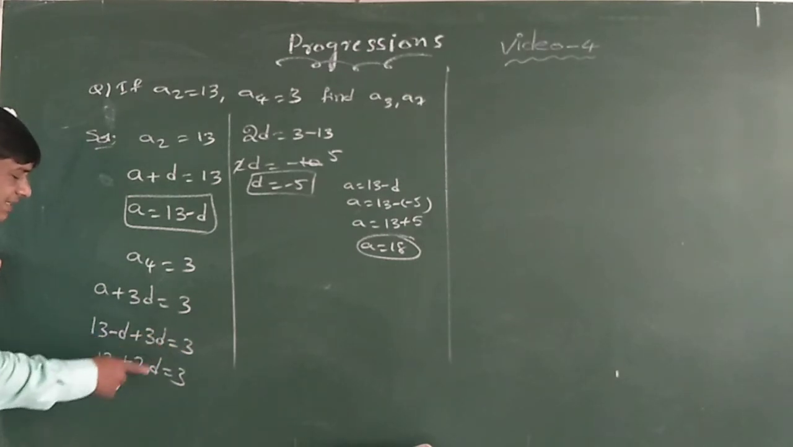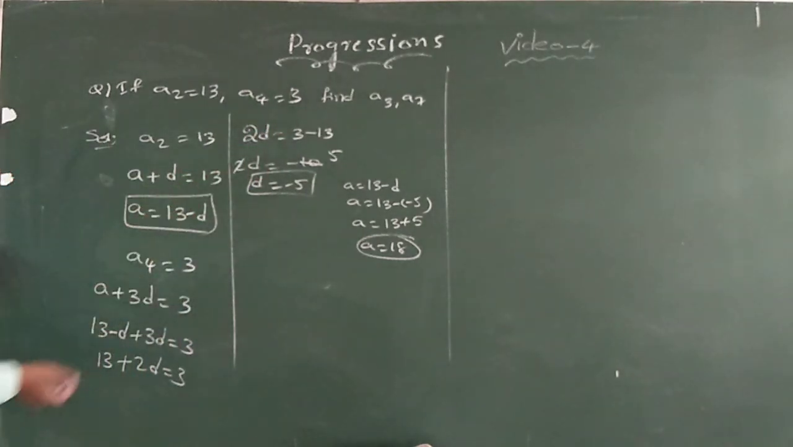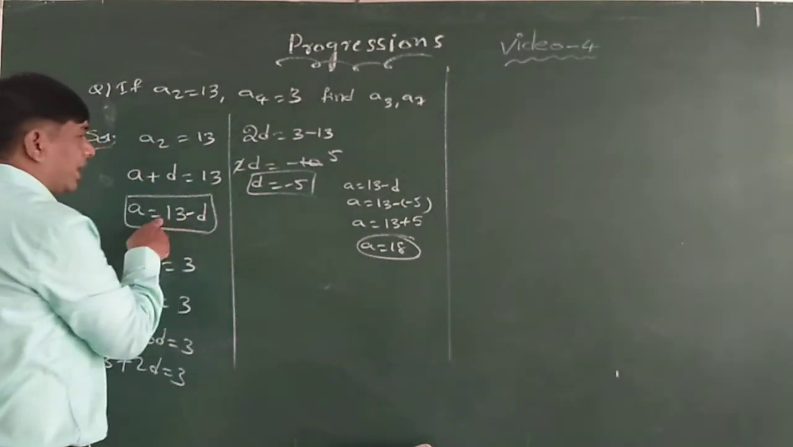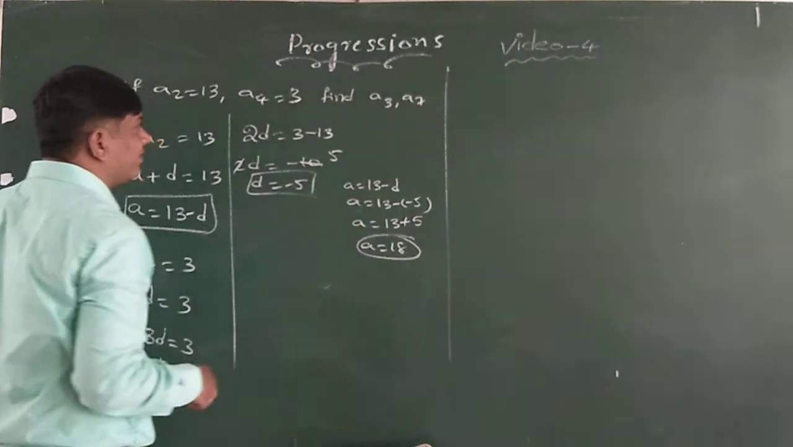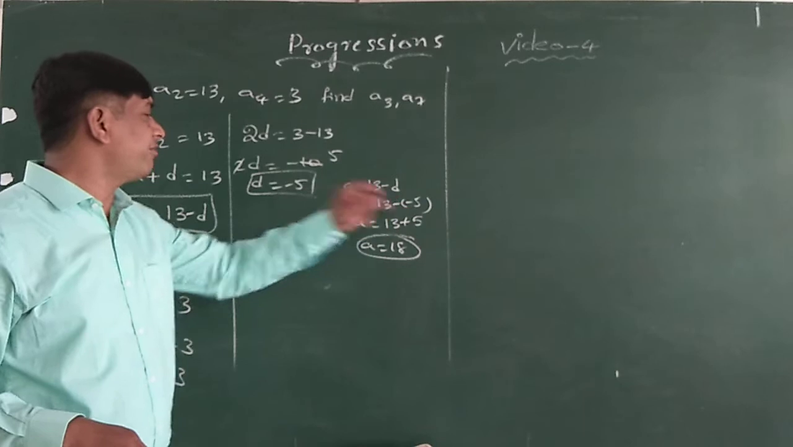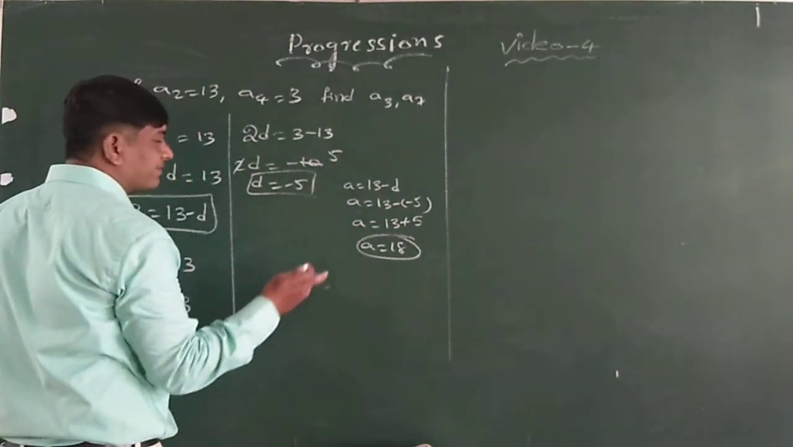13 minus D plus 3D is 13 plus 2D, which is equal to 3. So 2D is equal to 3 minus 13. D is equal to minus 5. Now substitute this D value in this one. A is equal to 13 minus D. That is A is equal to 13 minus of minus 5, that is 13 plus 5, 18.